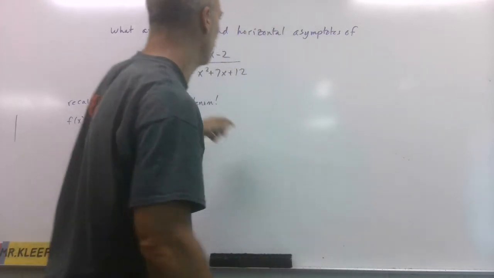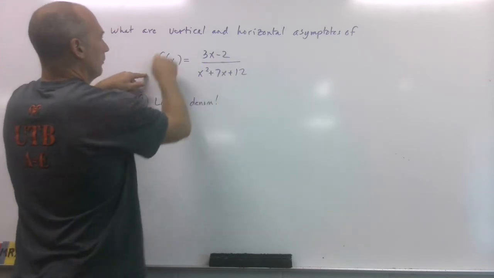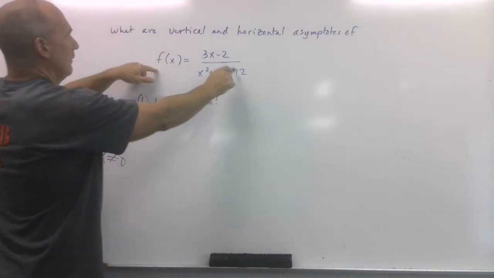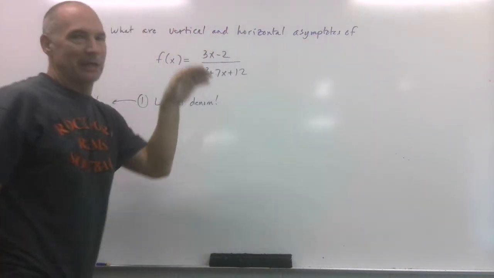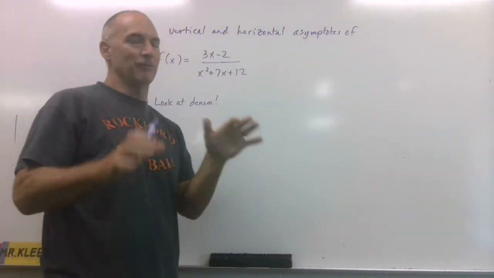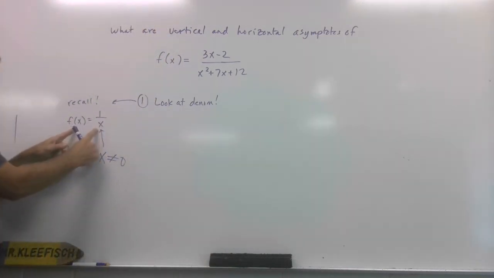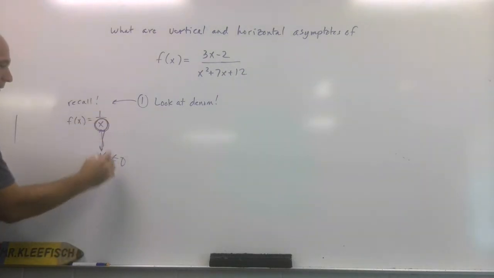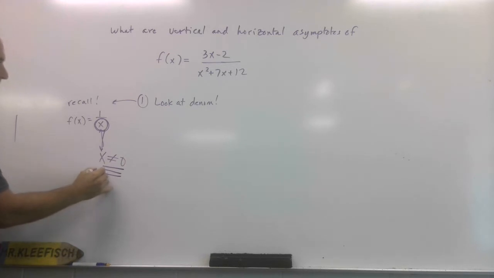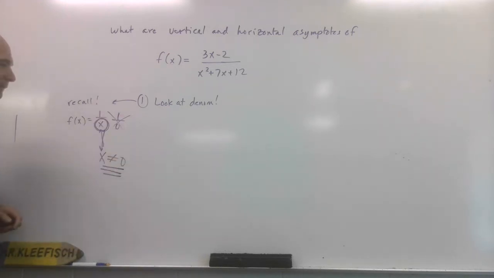So they're going to give you a very difficult-looking function and ask you, all right guys, find the vertical and the horizontal asymptotes. It's not as hard as you think if you keep a few things in mind. First of all, remember the simple equation we talked about. When we look at it, we go, hey, x cannot equal 0, because you cannot have a 0 in the denominator, ever.